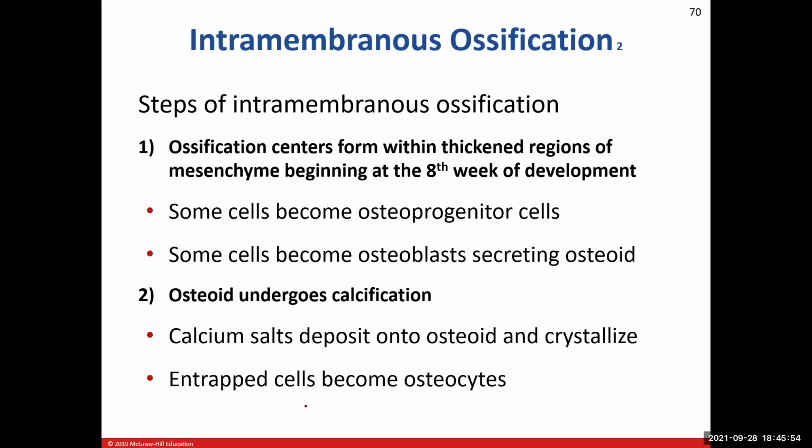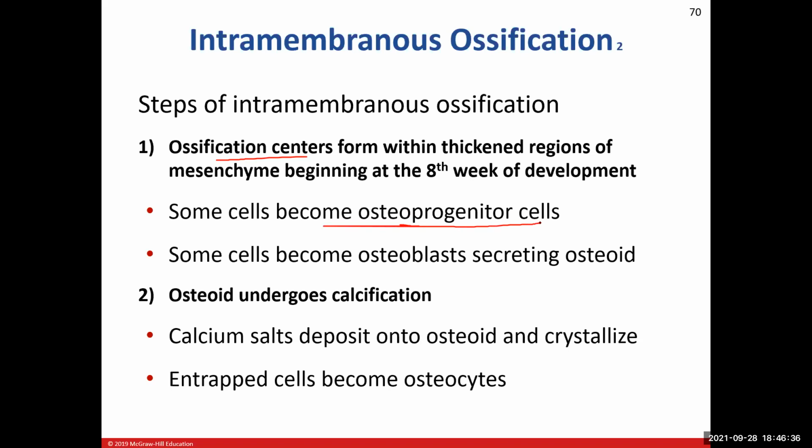So you're developing, you're minding your own business, it's week 6, 7, then we start to get into the 8th week. And all of a sudden, during the 8th week, you start to see these ossification centers just start to pop up in these areas where there's thickened stem cell or mesenchyme tissue. Keep in mind, mesenchyme tissue is where all connective tissue comes from. So in these ossification centers, our osteoprogenitor cells get derived from that mesenchyme tissue.